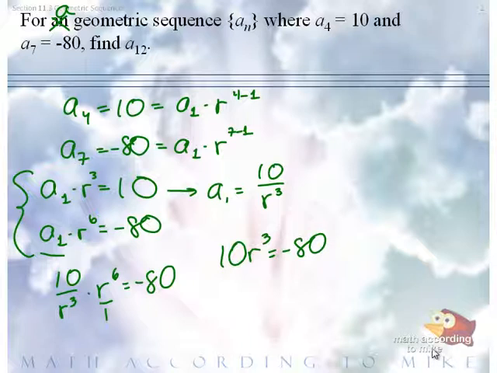How do you solve for r? There you go. If we divide by 10 first, we'll get r cubed is negative 8. And then take the cube root, we get r to be negative 2. So as predicted, our r was negative. Are we done? No. We have to figure out what a sub 1 is equal to. Well, a sub 1 is 10 over r cubed, so we'll have 10 over negative 8. What is 10 over negative 8?